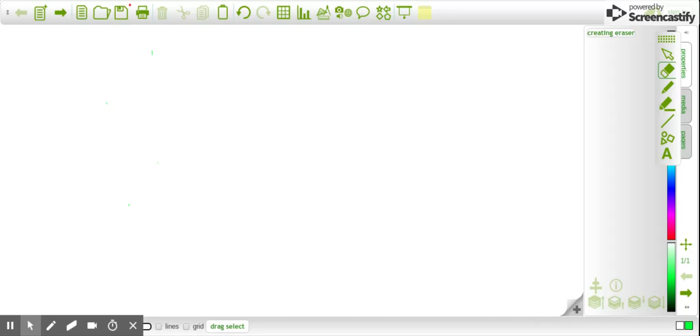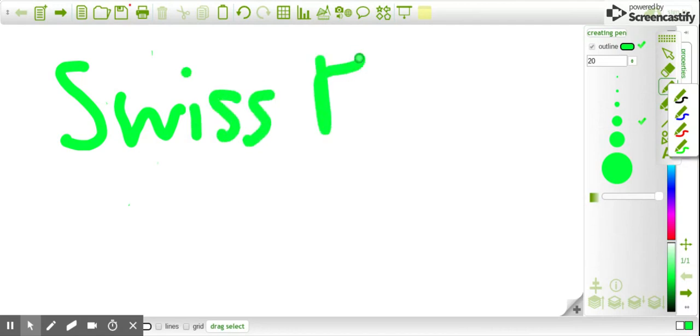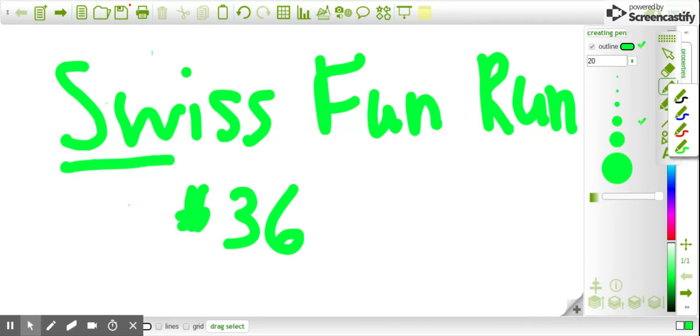And for this, I want you to be reading the book called Swiss Fun Run. And it's number 36 in my book bins. Mrs. Loper will get those books out for you. And it's a silly book, but it really gives you lots of practice in reading blends that have SW and some of our other blends too. You're also going to see a lot of our red words in there. The word down is in there.